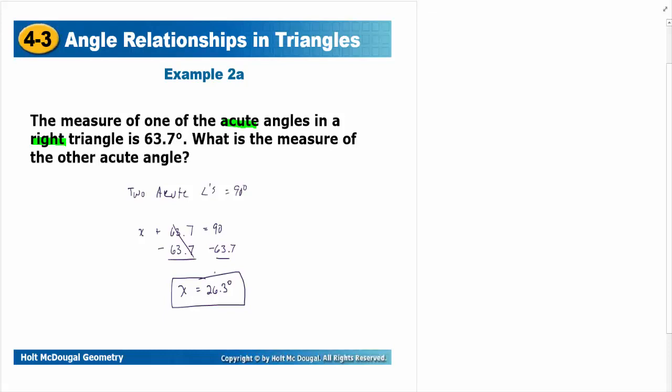Pretty simple if you know what property to apply. It's just basic one-step equations from algebra, right? Just know your theorems and your corollaries. You can set them up pretty easily.